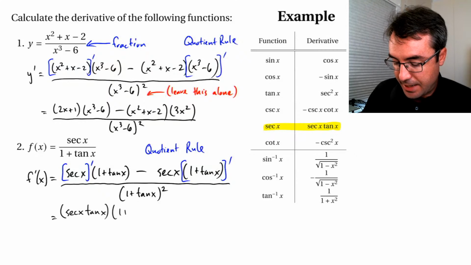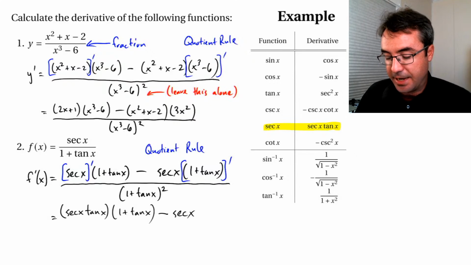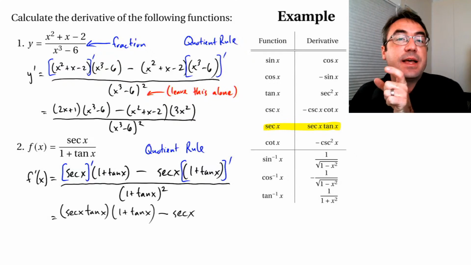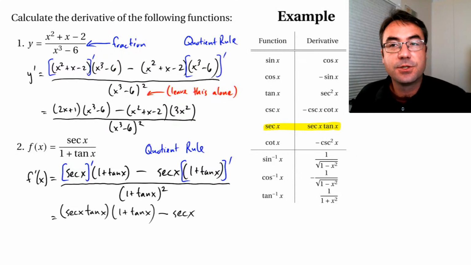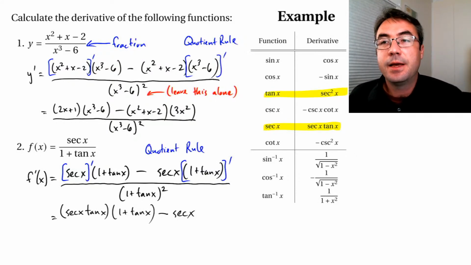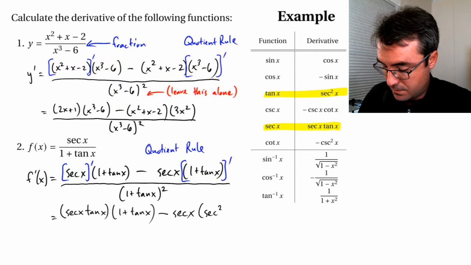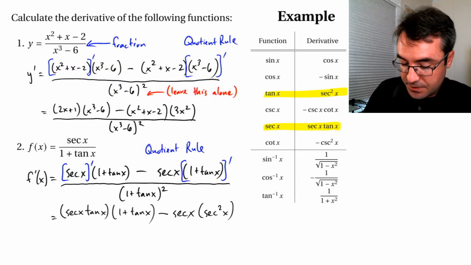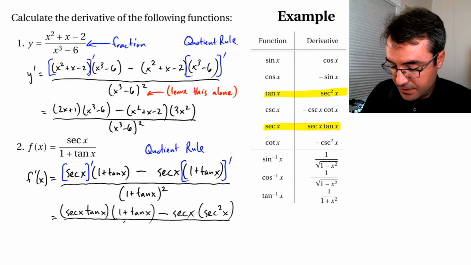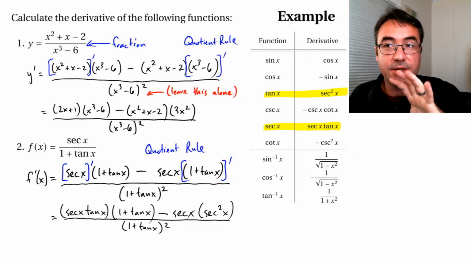Then we have the 1 plus tan x that's outside of our bracket, minus, then we have our secant x, and then we differentiate the terms in that second bracket, the 1 plus tan x. The derivative of 1 is 0, and for the derivative of tangent, we go to our chart, look it up, or we have it memorized: the derivative of tangent is secant squared. And then this is all over 1 plus tangent x, all squared. Again, don't do anything to the denominator, just leave it as 1 plus tangent x, all squared.